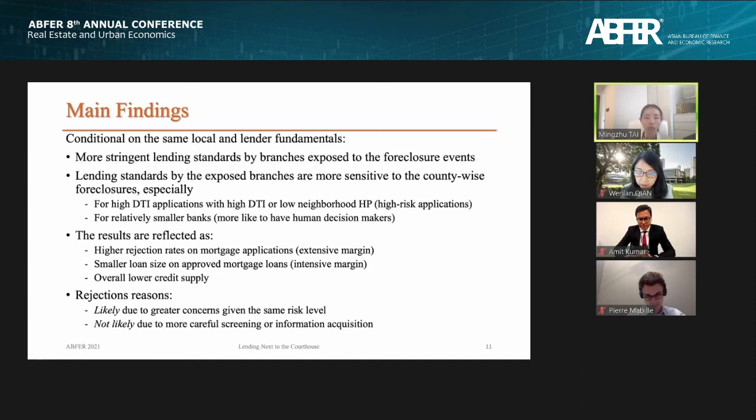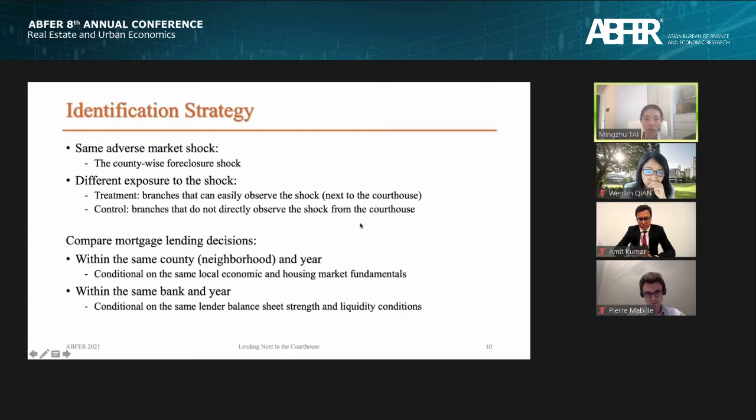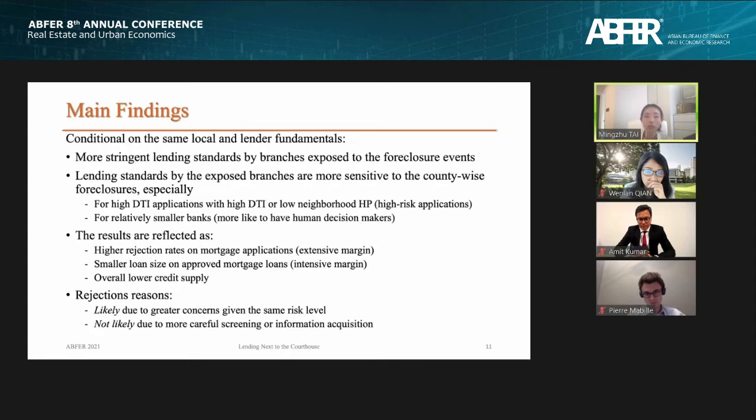We further show that these tightened lending standards are reflected through both the extensive margin, say in terms of a higher rejection rate, and the intensive margin, in terms of a smaller loan size, conditional on approved mortgage loans. So together, this means that overall, the credit supply is going to be lower in those exposed branches. So this implication is going to be substantial to our entire financial system.